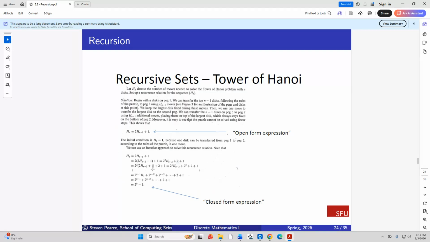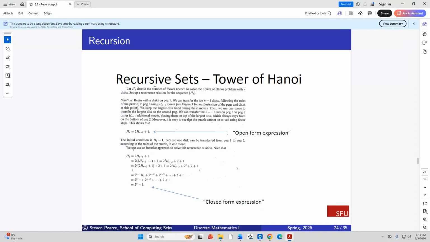Now we're going to use iteration. This is what iteration is. h(n) equals 2h(n-1)+1. So I put in 2h(n-2)+1 for h(n-1). Okay, we substitute smaller versions of itself all the way through and keep going until we arrive at this final solution, 2^n - 1. So this is what we inferred, and that's the open form expression, because this is based on a recursive set. And this is a closed form expression, okay?